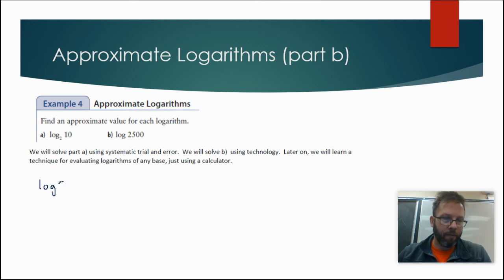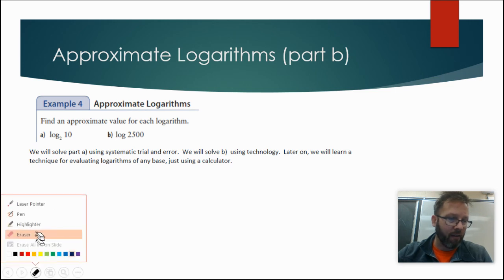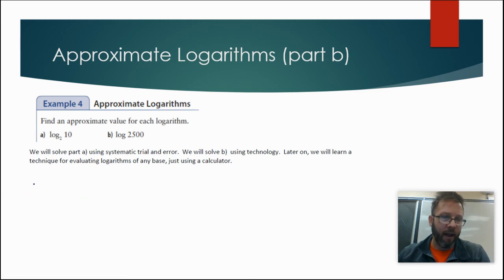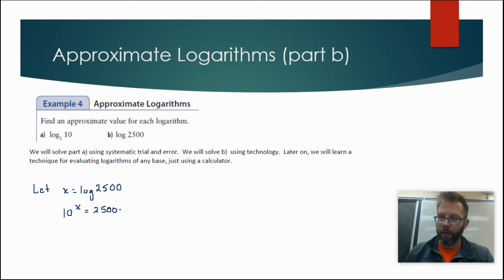In part B, we have log 2500. I'm going to use a technique from earlier on. I might just say let x equal log 2500. And what does this mean, right? Remember log 2500, that common logarithm, the base is 10. This means 10 to the power of x equals 2500. 10 to what power gives us 2500? Now we can use guess and check.